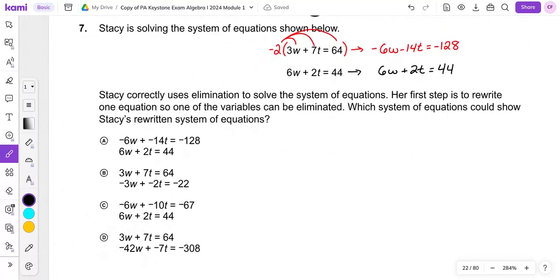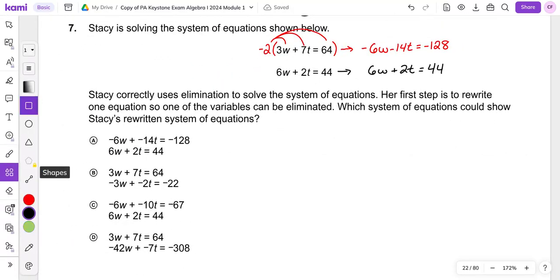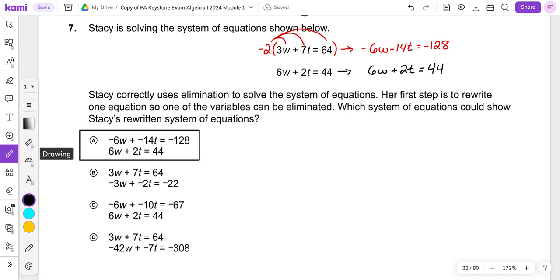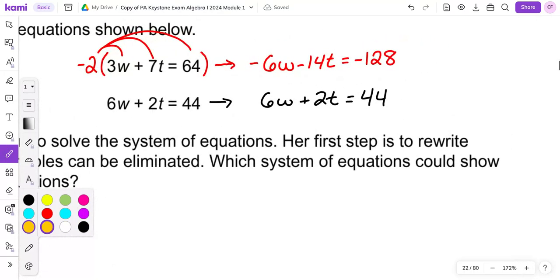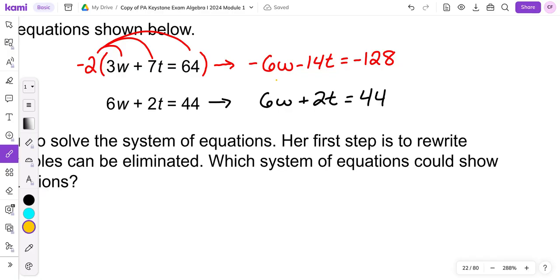What does this help us get? Well, it helps us get our answer, which is option A. And again, it's not asking for this, but if we were asked to solve this, we could solve the equation up top by adding the two equations.